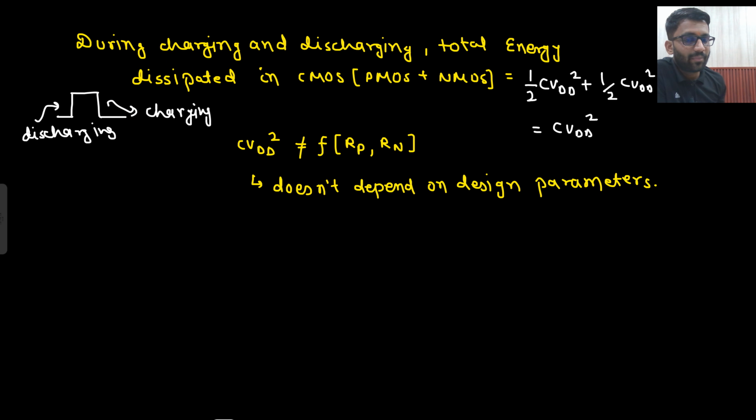That means it doesn't depend on design parameters. What do I mean by design parameters? Mu n, it could be mu n W by L. It is not depending on all these parameters, because your RP and Rn depend on mu n and W by L.